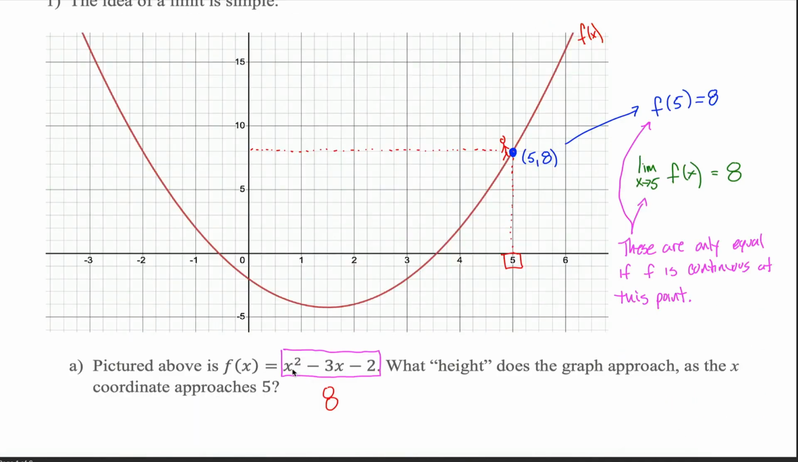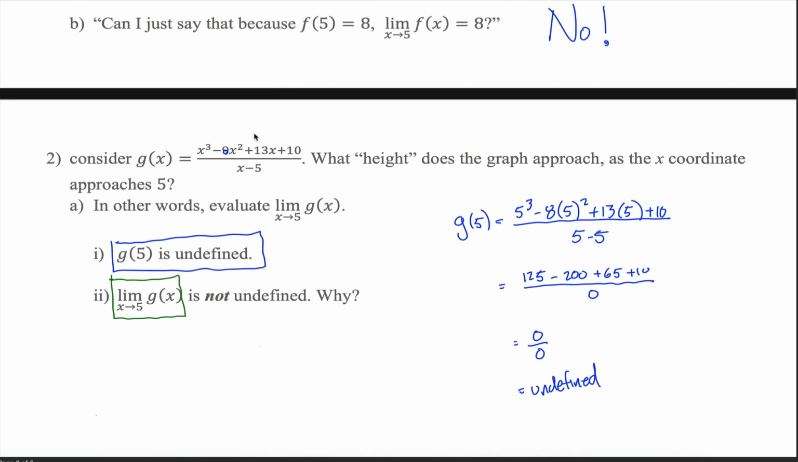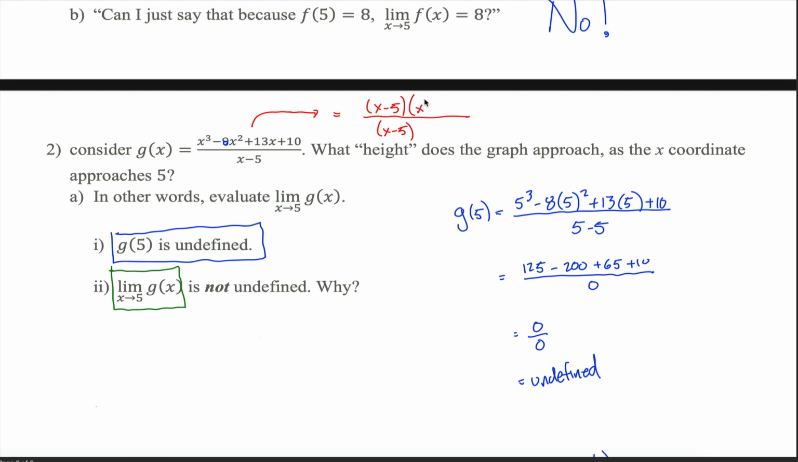This polynomial f of x is x squared minus 3x minus 2. This polynomial g of x is x cubed minus 8x squared plus 13x plus 10 divided by x minus 5. No way those are at all related, right? Turns out they are. If you take g of x and you factor it, and I'll show you these steps in just a minute, what you end up with on the top is x minus 5 times x squared minus 3x minus 2. Don't believe me? Multiply these polynomials back together and you'll recapture exactly what you see in the numerator here.